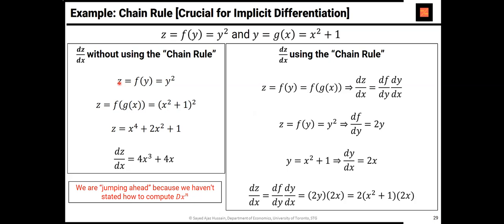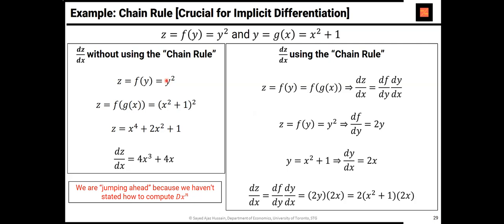Let me give an illustration of the chain rule, just one more time. Z is a function of y, let's say y squared, but y in turn is a function of x, let's say x squared plus 1. Somebody says, give me dz dx, and let's say you want to do it without the chain rule.